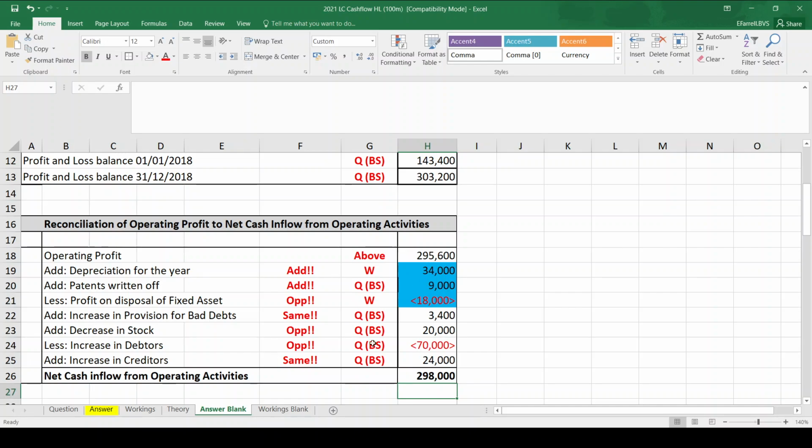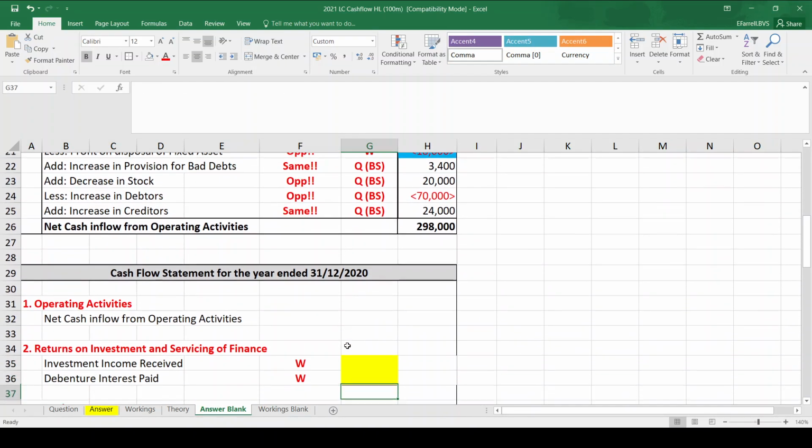Just to explain some of these quickly, I don't want to get too bogged down in it. The easy way to remember it is the rules, but just to think about it, if there's a decrease in stock, it means we sold more stock, so our money is going up by 20 grand. If there's an increase in debtors, it means people who owe us money have increased, so we've got less money, so that's gone down by 70 grand. And an increase in creditors, who are people we owe money to, means we owe them more money, so we pay them less money, so we're up 24 grand. But in an exam situation, if you can remember these rules, it'll speed things up and make it easier for you.